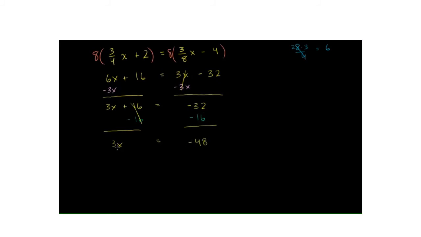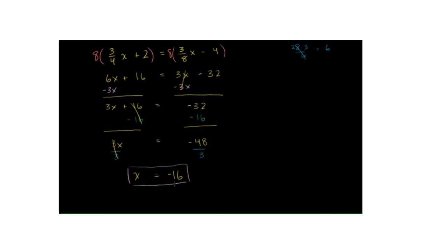To isolate the x, we can just divide both sides of this equation by 3. The left-hand side of the equation, 3x divided by 3 is just an x. That was the whole point behind dividing both sides by 3. And the right-hand side, -48 divided by 3 is -16. And we are done. X equals -16 is our solution.